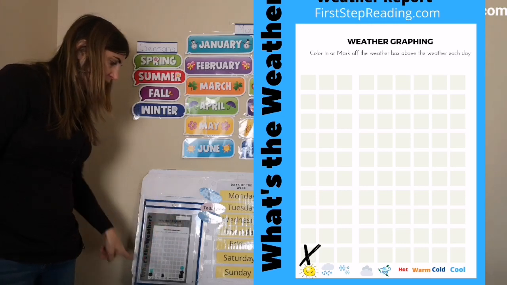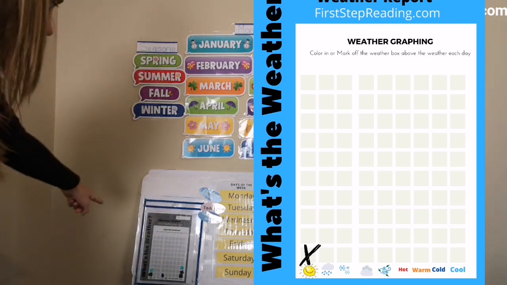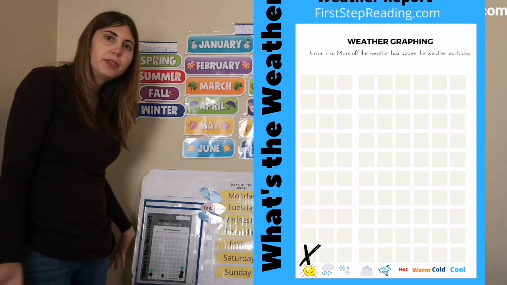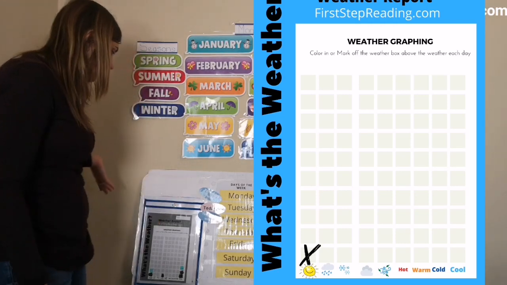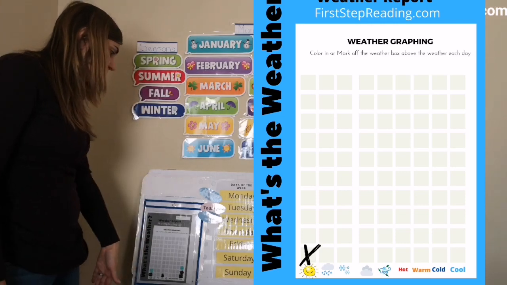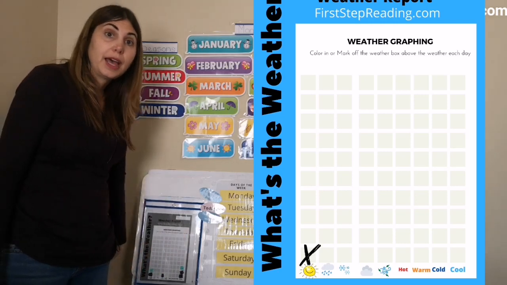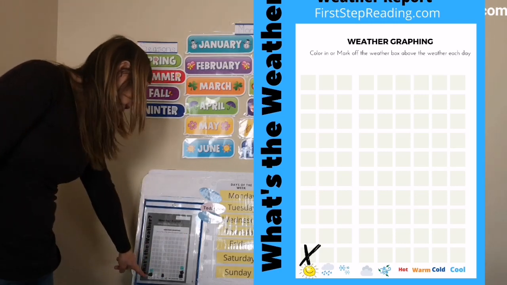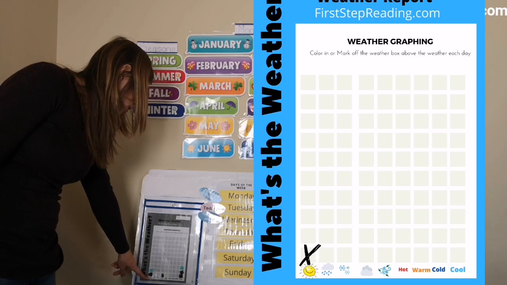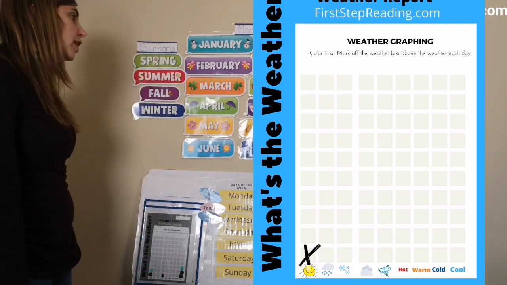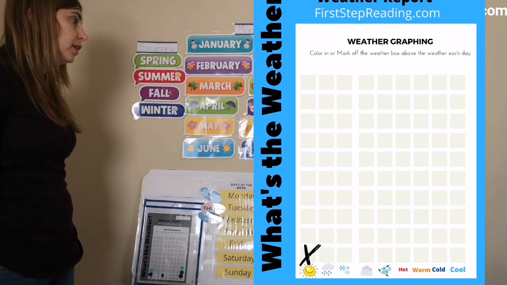So I can graph my weather, and you can print that and graph your weather at home for whatever month you are watching this video. And then you can print a new one for the next month, and you could see what the weather was like that month. You start at the bottom, and you fill in the squares going up. Okay? So this is our calendar for this morning.